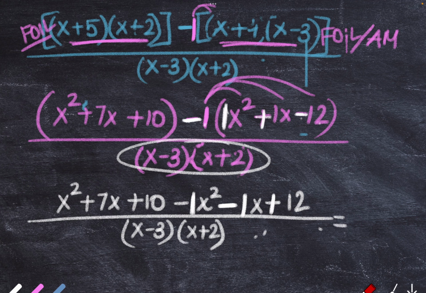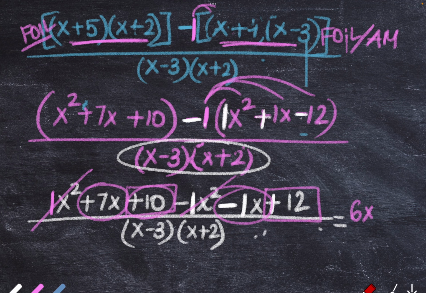Now here we can actually see that this is 1x squared and minus 1x squared. $1 in the bank, take away $1, nothing. Which are the other amigos? 7x and -1x are the amigos. So 7x minus 1x will be 6x. And then 10 are the other two amigos, positive 10 and positive 12, which gives us 22. Divided by same common denominator.